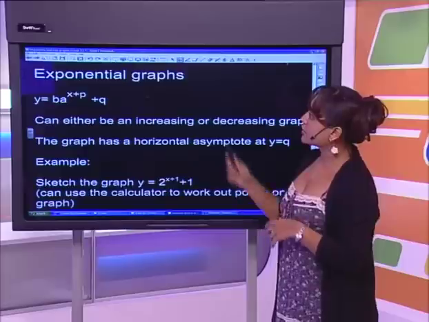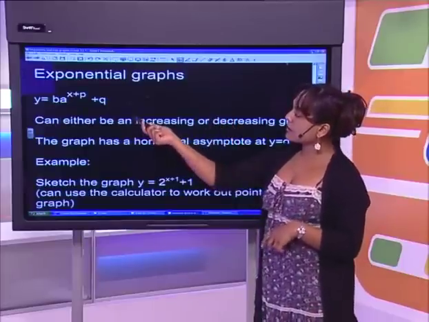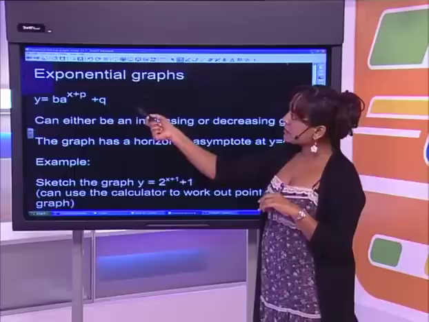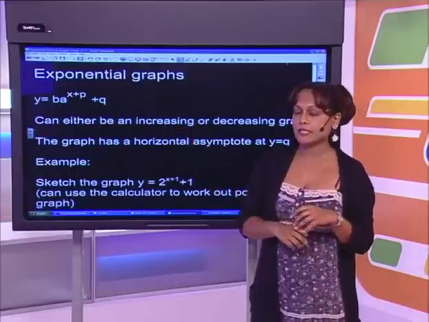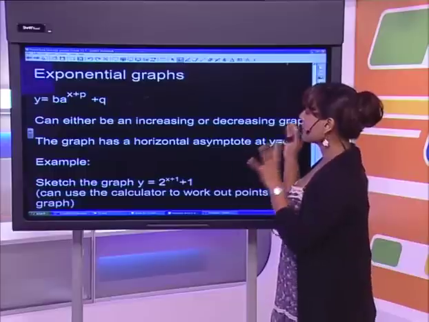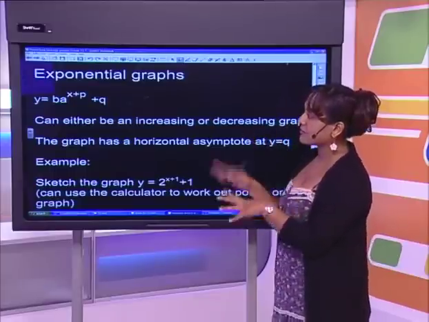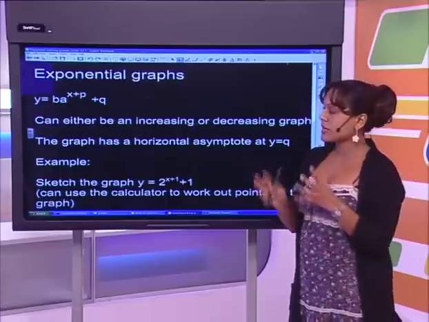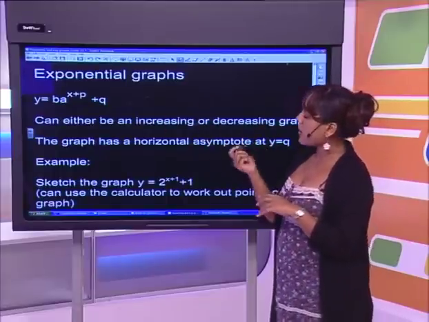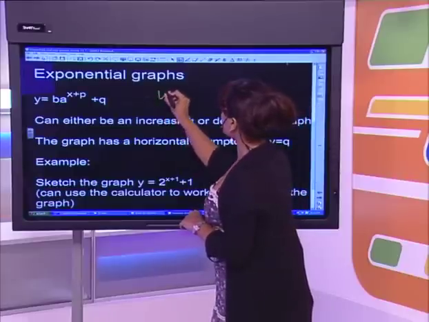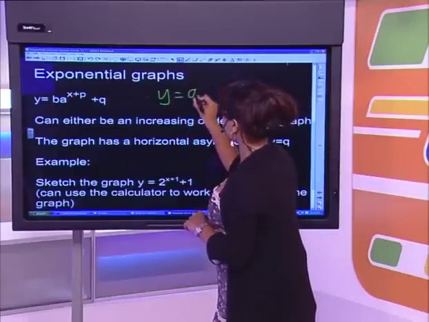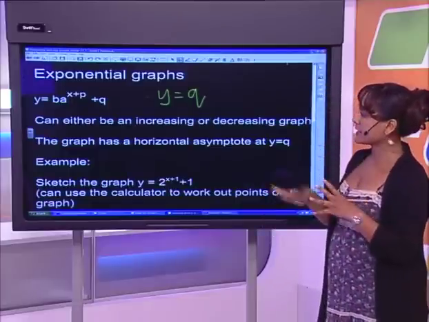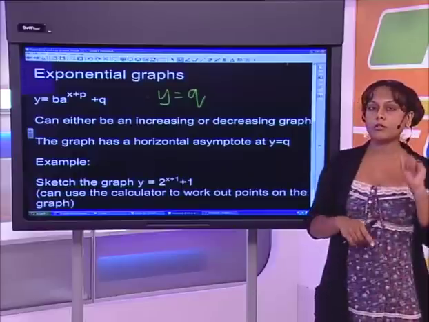Your defining equation for the exponential graph is y is equal to b, where b is any number, times a to the power of x plus p, plus q. The thing with the exponential graph is, yes, it has an asymptote, but it only has one asymptote, and that asymptote is at y is equal to q. Another important thing to remember is that an exponential graph can either be increasing or decreasing.